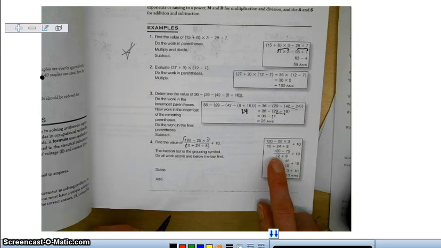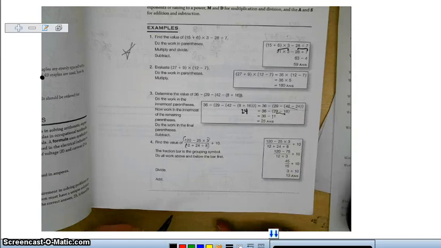Then on the top you have to do the subtraction, which is 45. On the bottom you do the addition, which is 15. You finally divide. After you get all the top and all the bottom worked out, then you divide. So you get 3 plus 10 is 13.